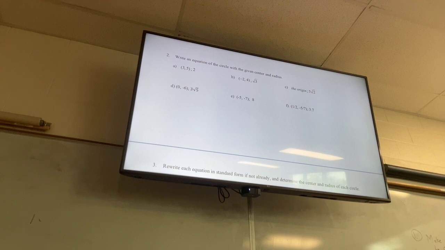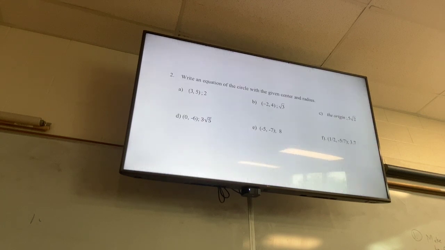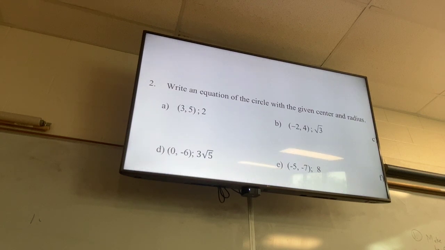Let's go to the next one. All right. So now they gave us the equation. We wrote down the center. Now we got to go the other way. Okay. So start with your shell. Start with that shell, okay?